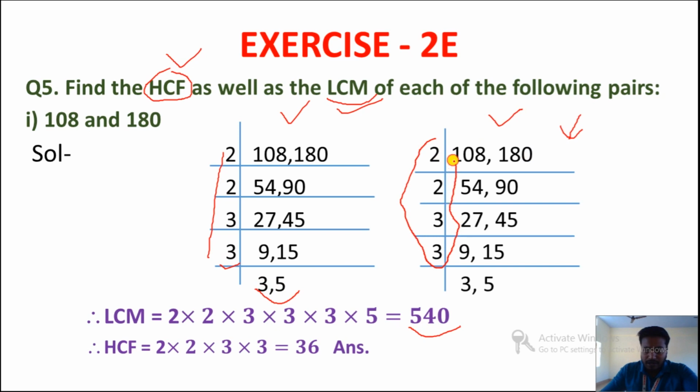I mean this much part. Alright, 2 into 2 into 3 into 3. So this will be the HCF. When we multiply 2 into 2 into 3 into 3, we'll get 36. This is the HCF. Okay, this is how we have to solve this question. We have to find out LCM as well as HCF.